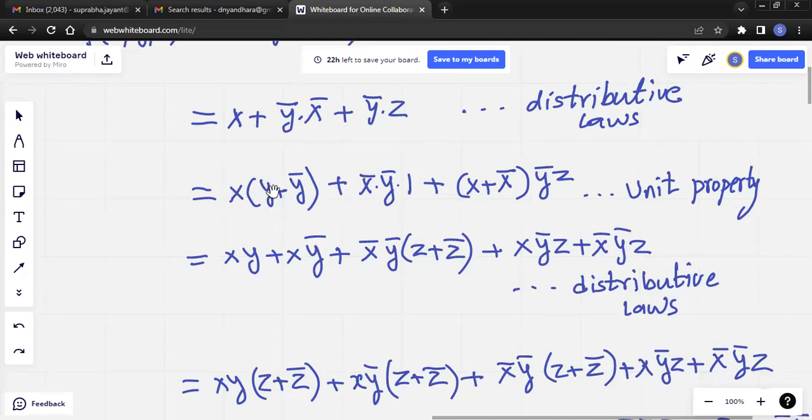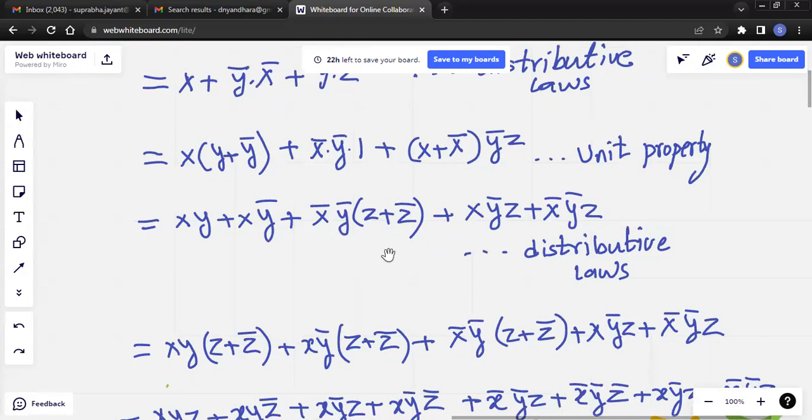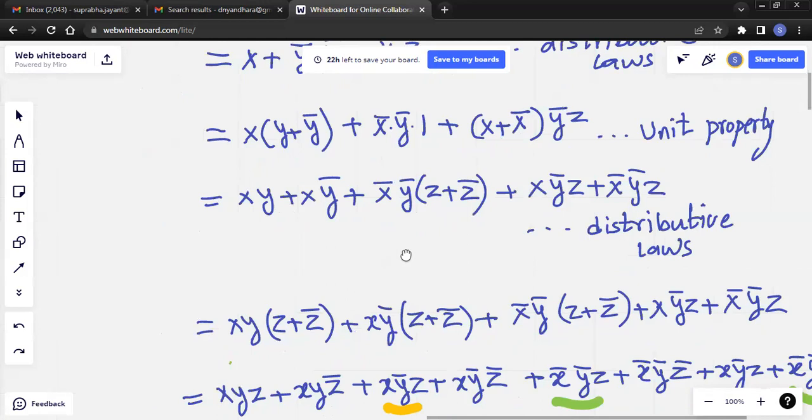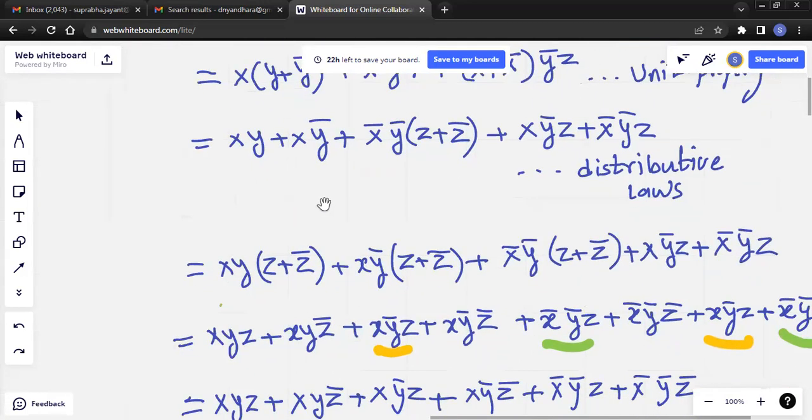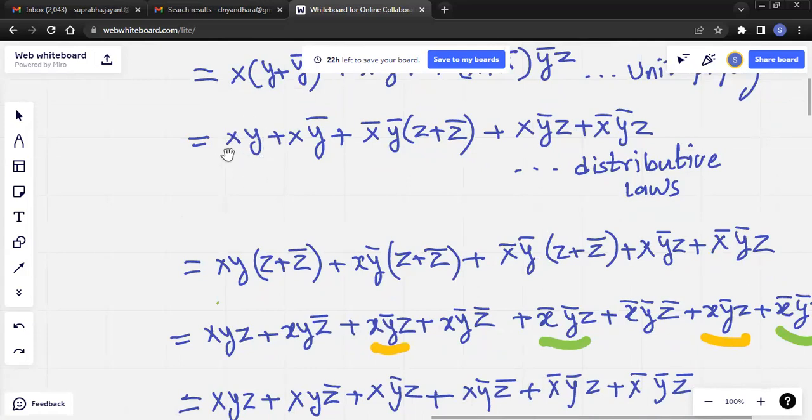Next step, x into y plus x into y bar. We have distributed this multiplication over addition. Then this one, now we are writing using our unit property as z plus z bar. X is there, y is there. We want to bring z in picture, so we are taking the help of this one. So we have written this as x bar into y bar, which was already there, into z plus z bar. Here this multiplication distributes over addition, so you'll have x into y bar z plus x bar into y bar z. So that is very common distributive laws. Now x into y is there, but there is no z. So we will read it as x into y into 1.